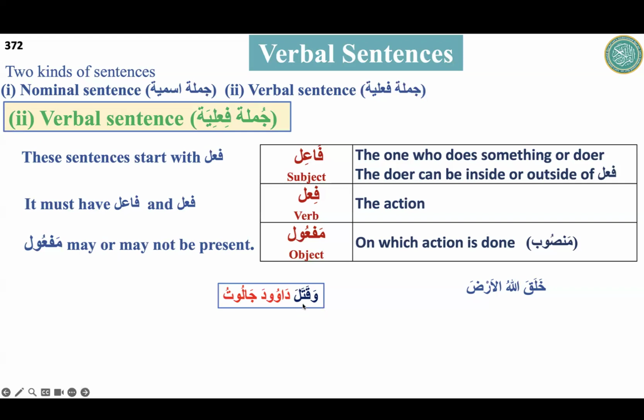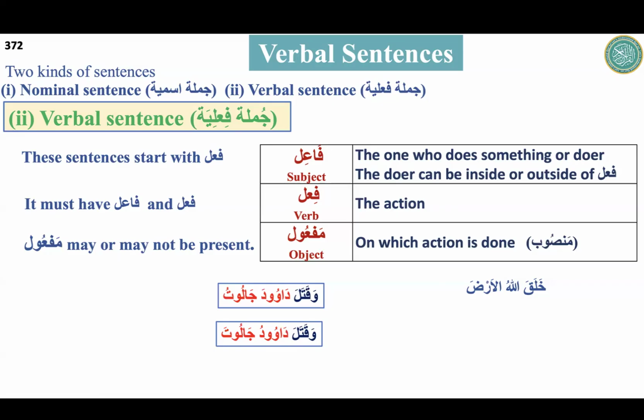So qatala meaning? He killed. So we just change it. So you can see here how they are important. The actual ayah from Quran is this: Wa qatala Dawood Jaluta. Okay, Umar, can you please translate? Qatala means he killed.